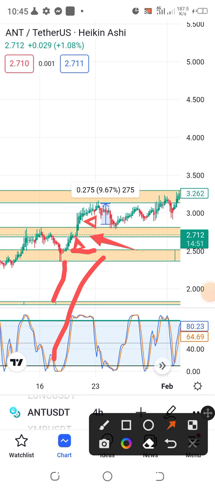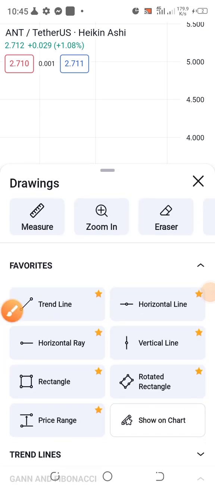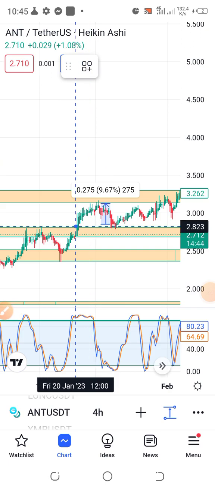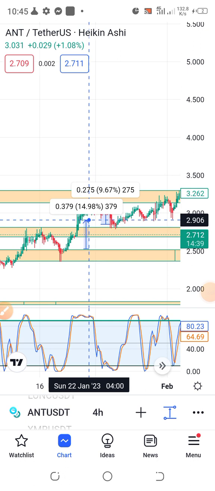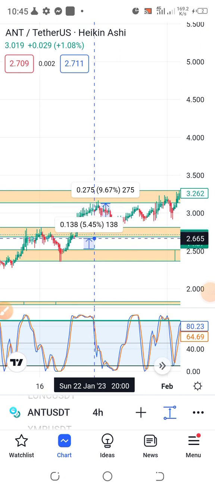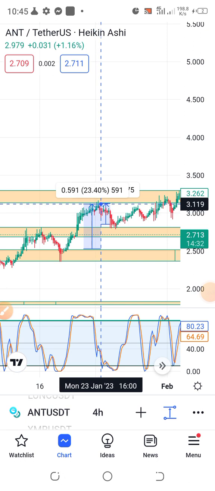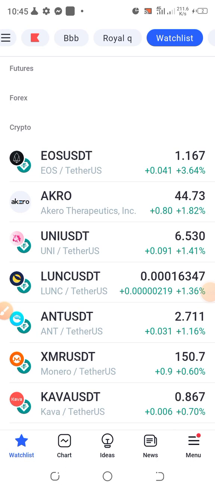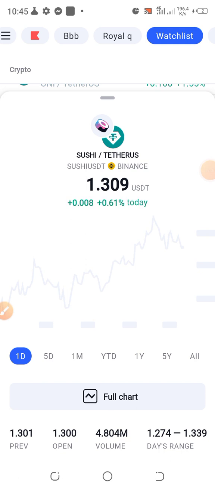Let us see any other coin again. Let us look at Sushi. Okay, this is it. Then you go to your 1 day time frame to get the solid trend. You go to 1 day and get the solid trend. This is also a very good trade. That is the 1 day time frame.